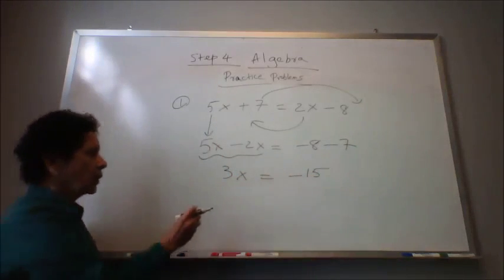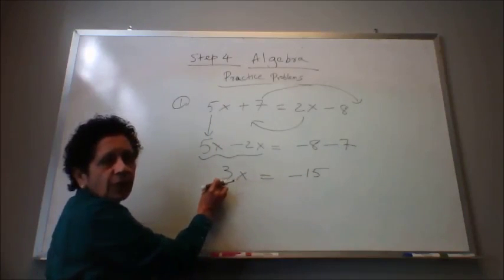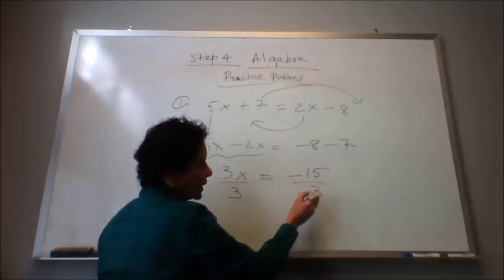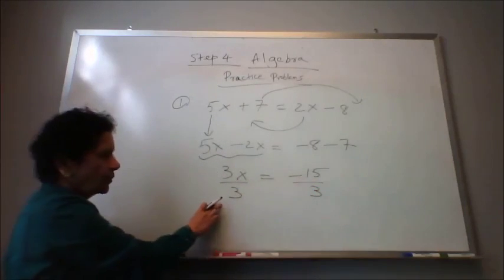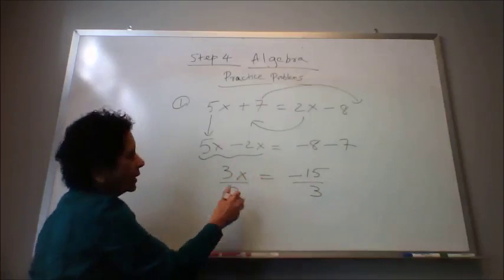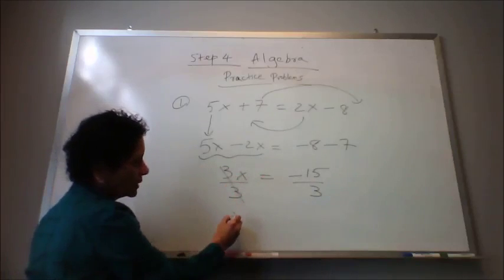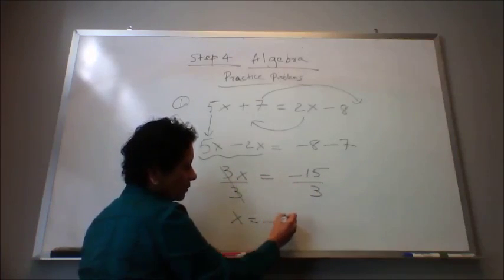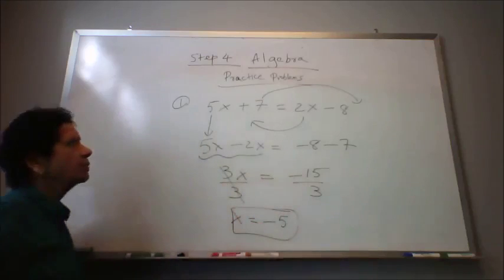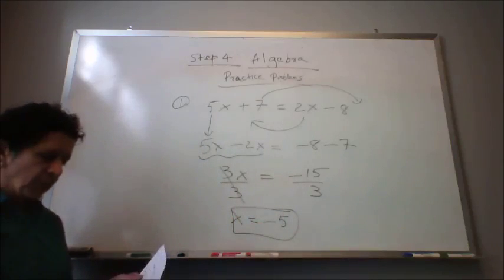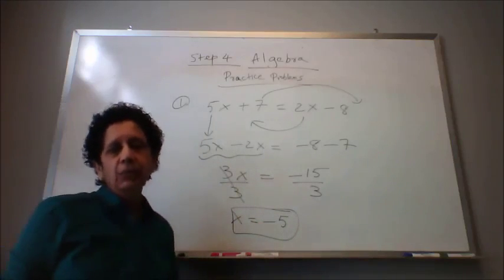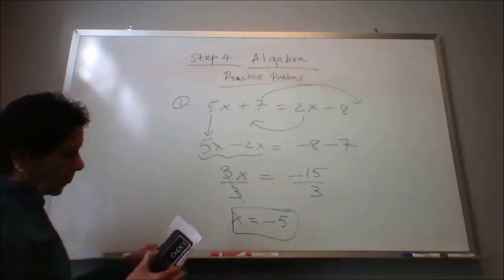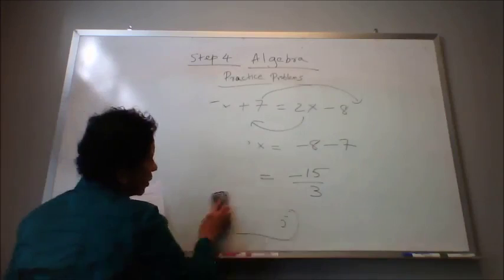So now I want to find x. I don't want this 3, I want to get rid of 3. How do I do that? I divide both sides by 3. I need to be fair. If I divide the left-hand side by 3, I need to divide the right-hand side also by 3. So now that's cancelled. So x equals minus 15 over 3, that's minus 5. So x equals minus 5, that's the answer. What is the number they're asking? The number is x equals minus 5. Okay? So now let's move on to the second problem.